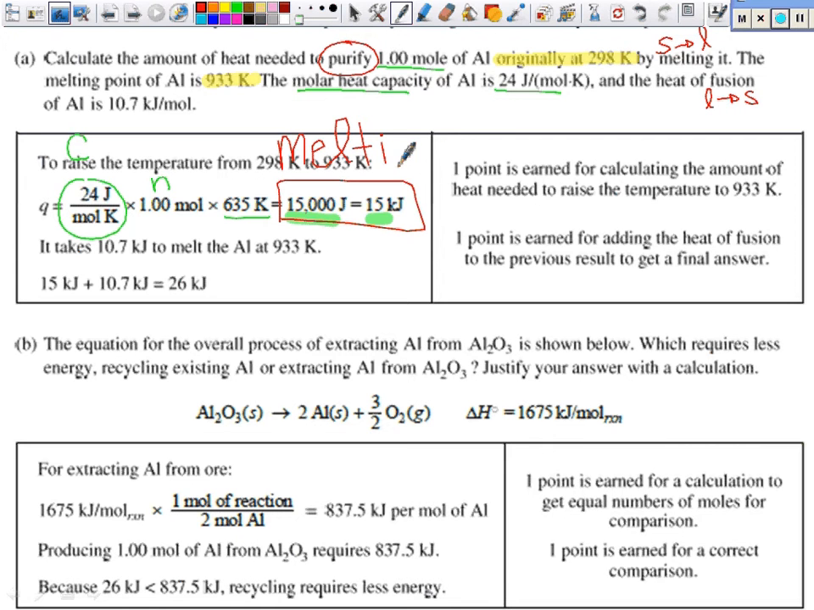So the 15,000 is just for what? We're just trying to melt it. But the question asks us to not only melt it, but it also asks us to do what? Fuse it back together. Well, so this is where this part comes from. So it takes 15 kilojoules to melt it. And then, to purify it, we need to add an additional 10.7 to do what? Fuse it back together. So this is melting plus fusion. That's where they get the 26 kilojoules from.